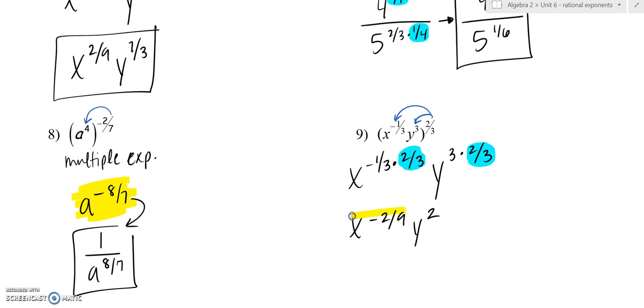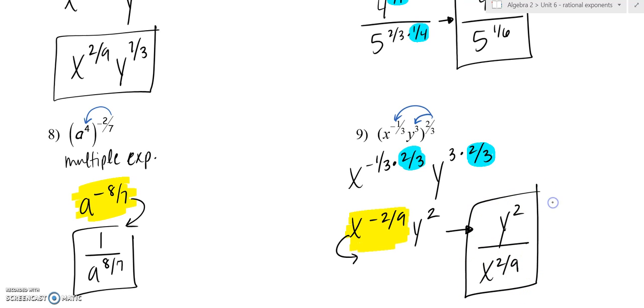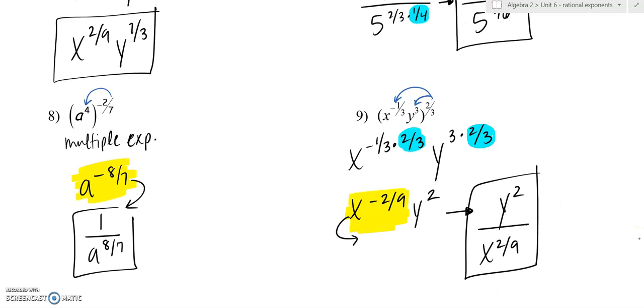Right now, as I'm looking at this, I see a negative exponent. That yellow part, no good. Let's move it to the bottom. When I do that, rewriting this, I have y squared on the top and x to the 2/9 on the bottom. I cannot combine y's and x's, so I have to leave it like that. And that is our last problem for this Day 3 notes, rational exponents.